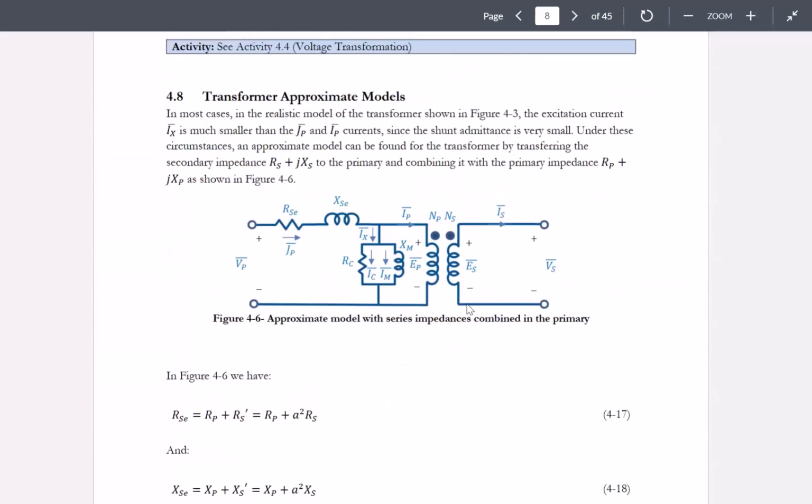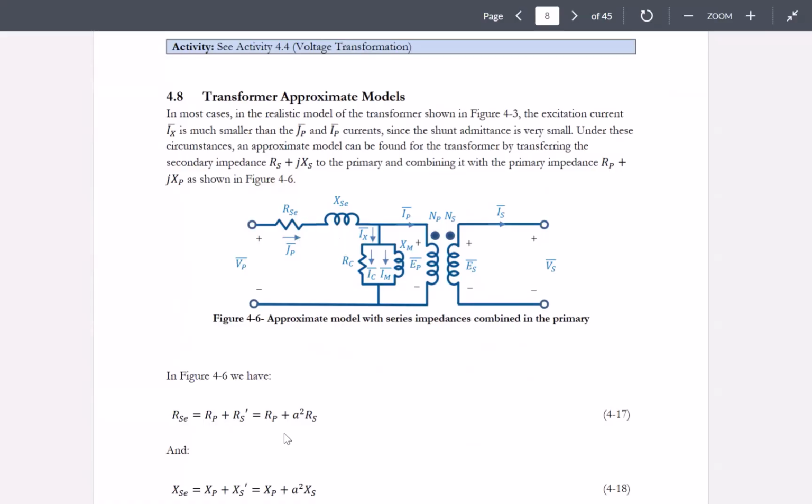So same thing in here. If you look at here, this is basically the way that we found an approximate model of the transformers by referring the series impedances on the secondary side, transforming them to the primary side, and then combining them with this primary side series.